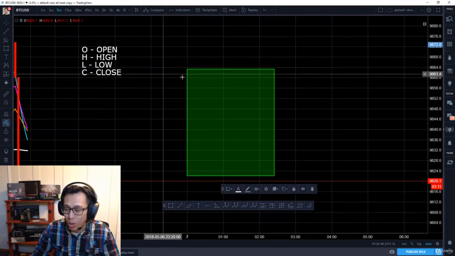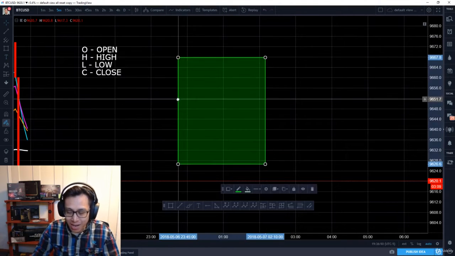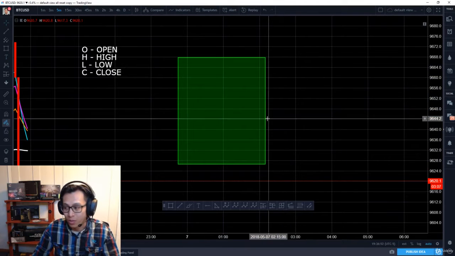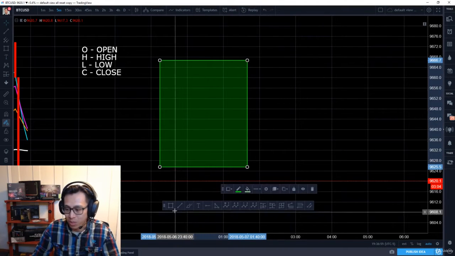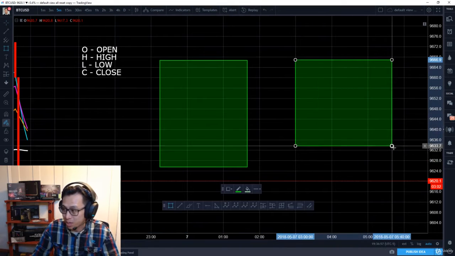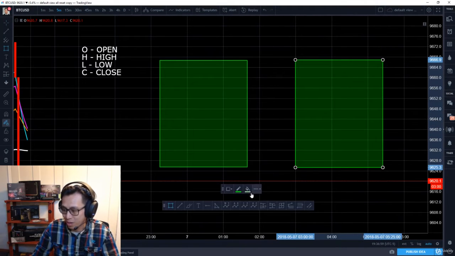Okay, so what is the open? Let's say this is a green candle. There are two different types of candles. There's a green candle and there's basically a red candle, right? Just like this over here. And I'm going to draw this red so it makes it very familiar.